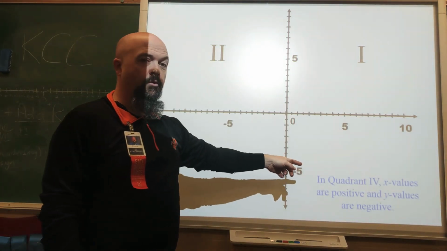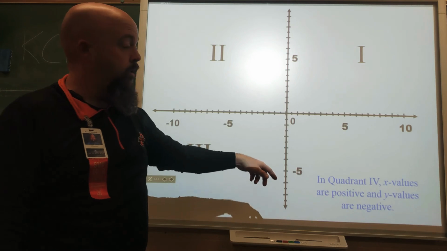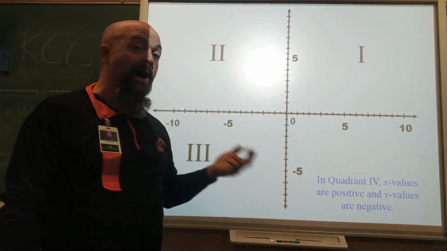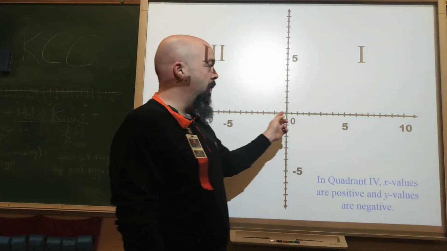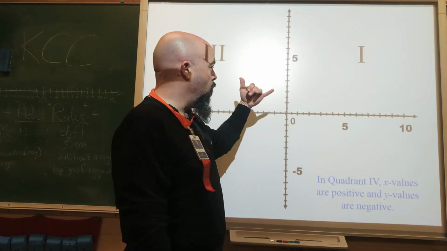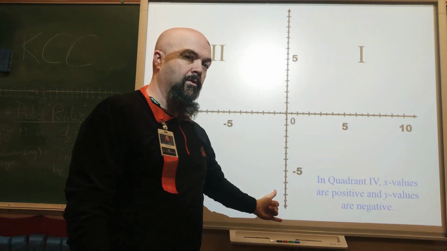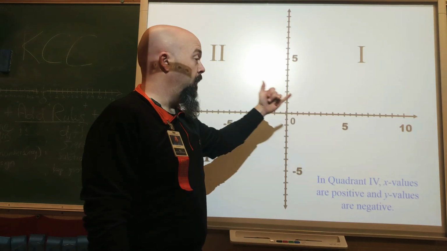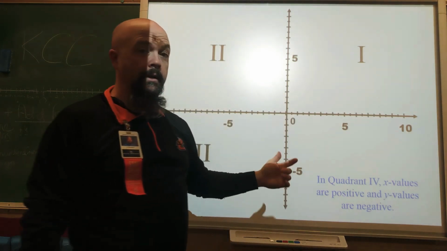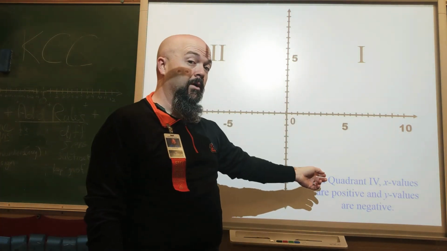Finally, we hit the last one, which is quadrant 4. Quadrant 4 gives us a positive, negative mix because our x becomes a positive number, but then our y goes down. So we have a positive x and a negative y. In that world, that's quadrant 4.